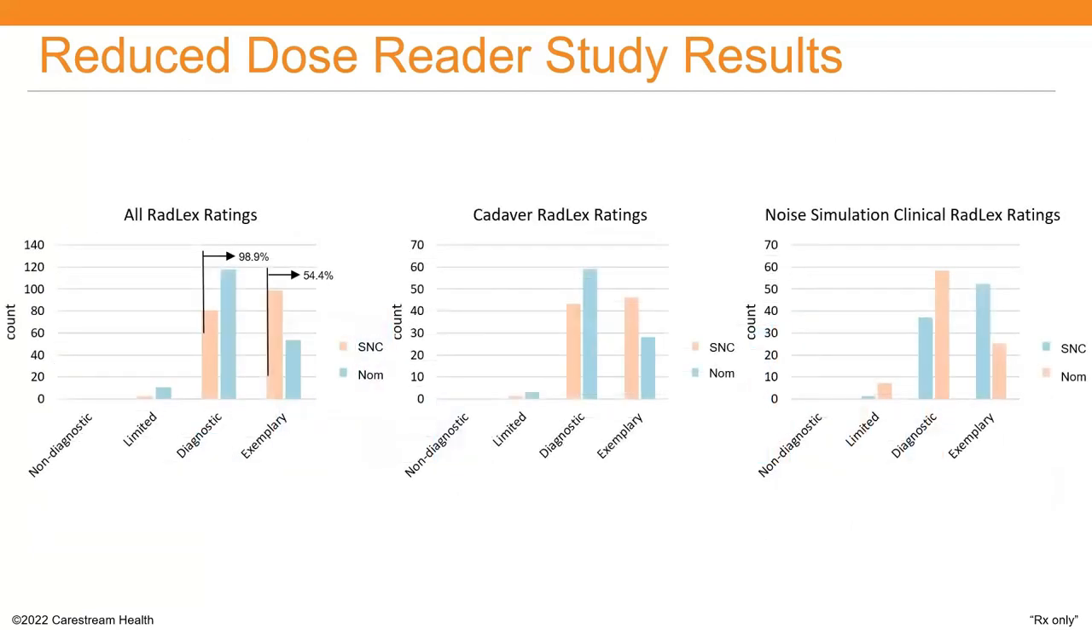Here we observe that there were no instances of images rated non-diagnostic. Greater than 90% of the reduced dose with SNC images were rated diagnostic or higher, and greater than 54% were rated exemplary. Also, most of the nominal dose images were rated diagnostic, whereas most of the reduced dose images were rated exemplary. Finally, when the distributions are examined by image type, similar trends are demonstrated.